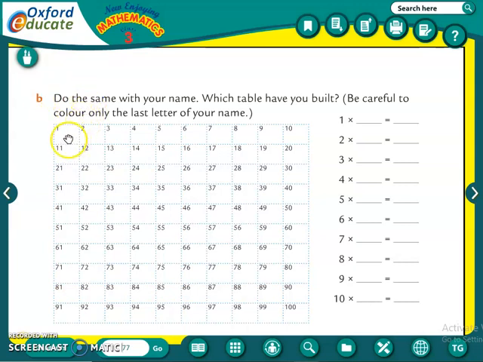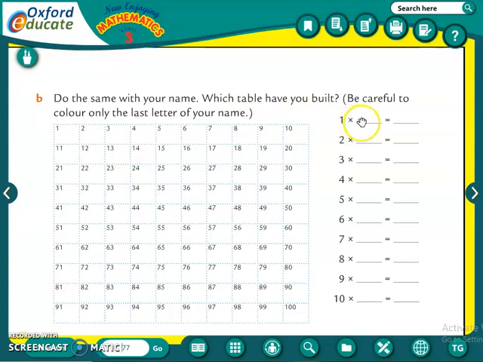For example, my name is Niketa. I will write here NIKETA. So this is the last letter of my name. Here I will color A. Again I will start NIKETA. Second A is here. First one at 6, second one at 12.